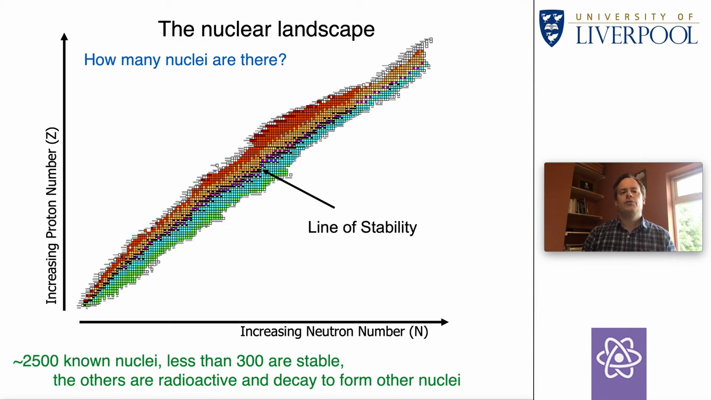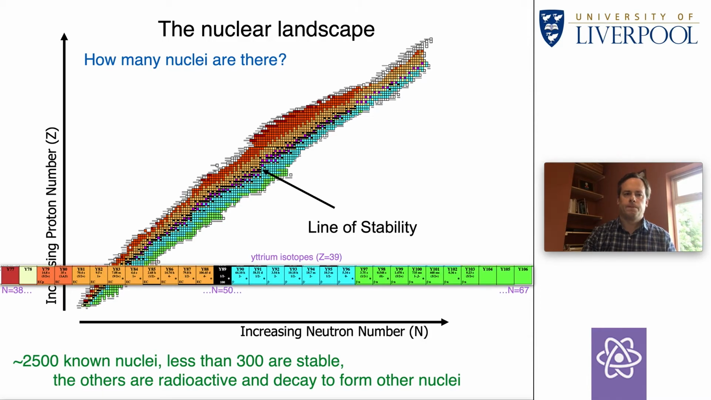Many of the nuclei we have used as examples so far are not stable, and decay to create others, meaning that they do not naturally occur. In fact, of the 2,500 nuclei known to exist, and there are no doubt many, many more, less than 300 are stable. If we take yttrium from earlier, this has only one stable isotope, yttrium-89, but 29 which are radioactive and decay with a characteristic half-life.